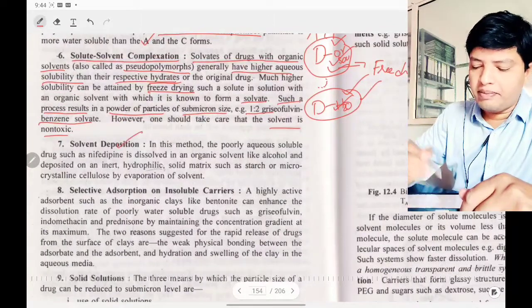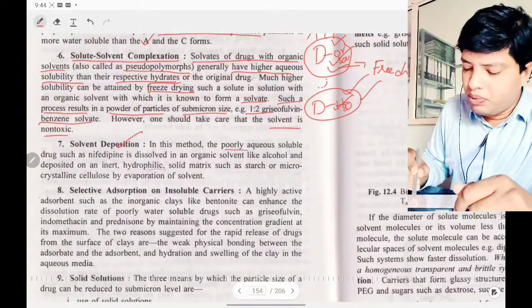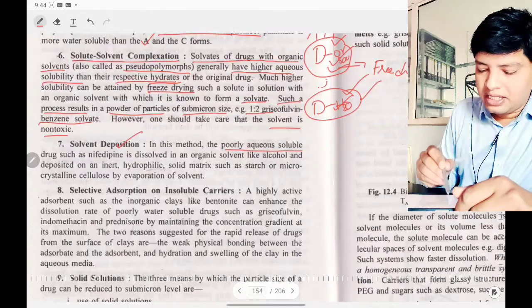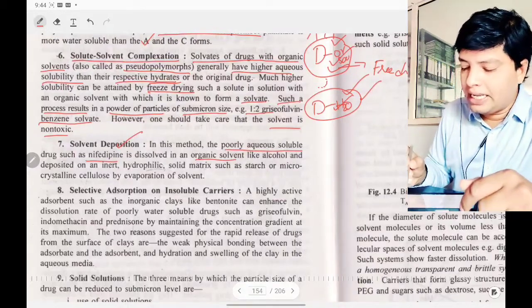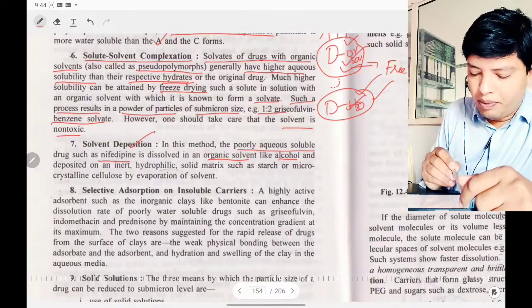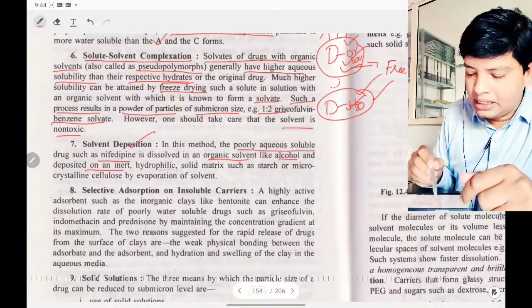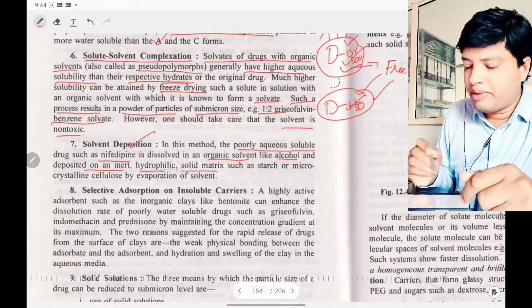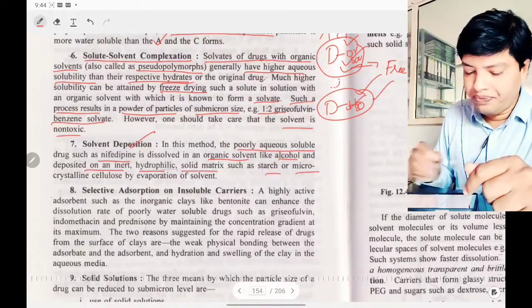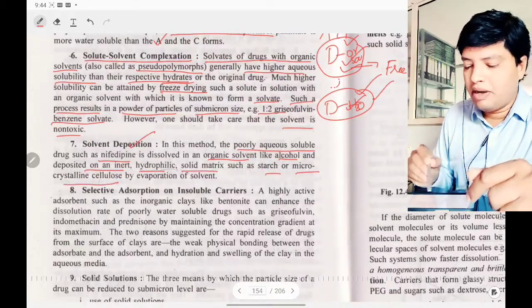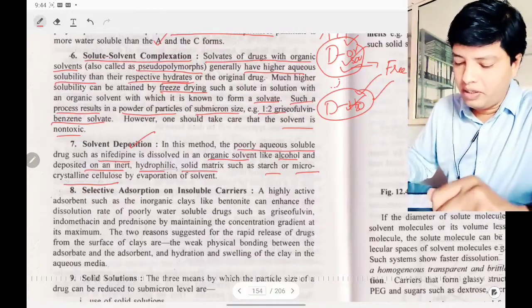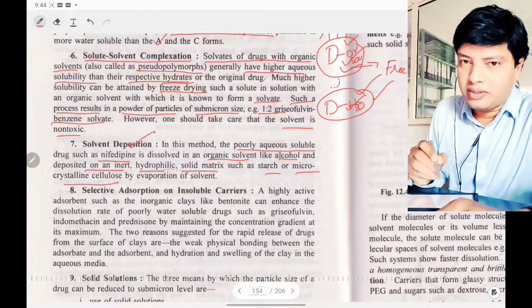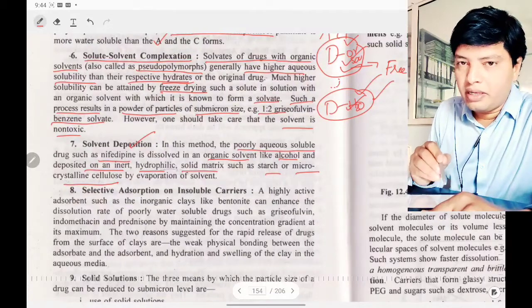Then solvent deposition. In this method, a poorly aqueous soluble drug such as nifedipine is dissolved in an organic solvent like alcohol and deposited on an inert hydrophilic solid matrix such as starch or microcrystalline cellulose by evaporating the solvent. What this is saying is, what I will do is solvent deposition. So we are talking about solvent deposition.